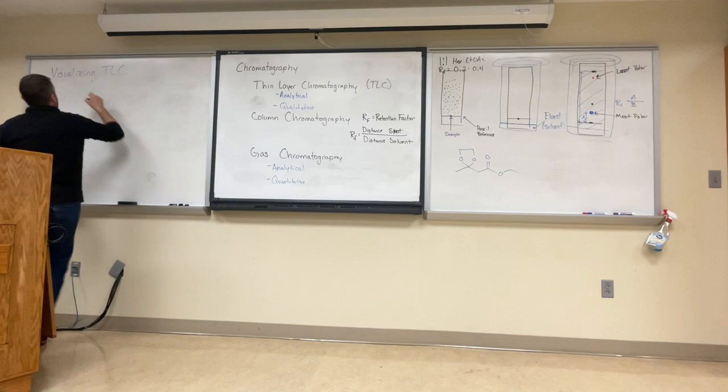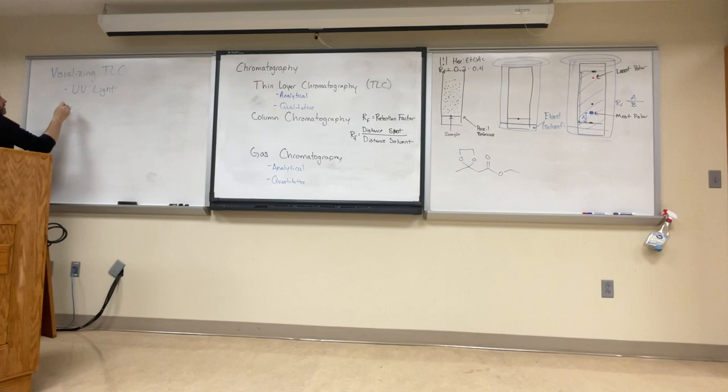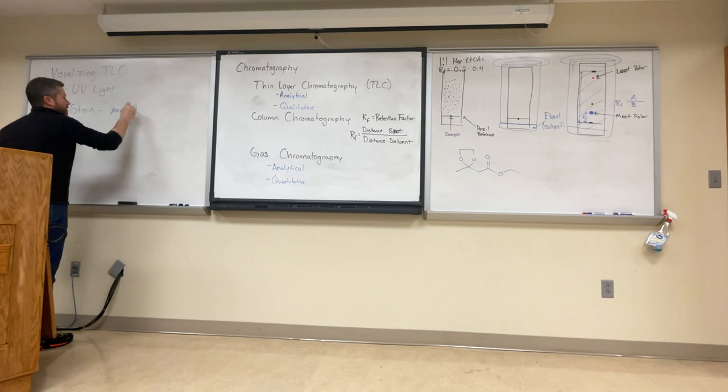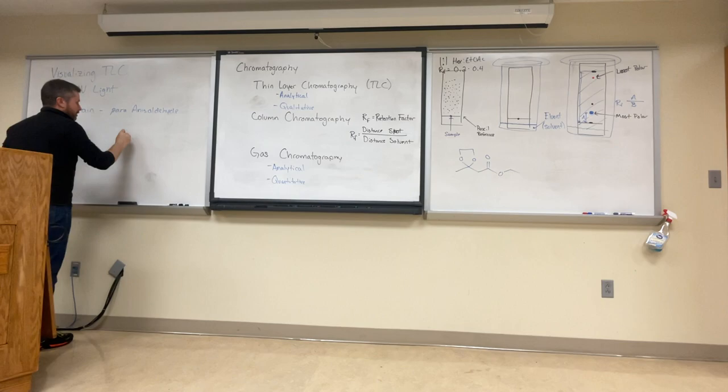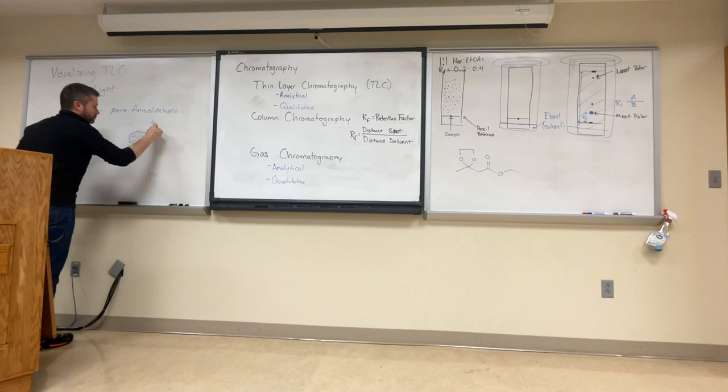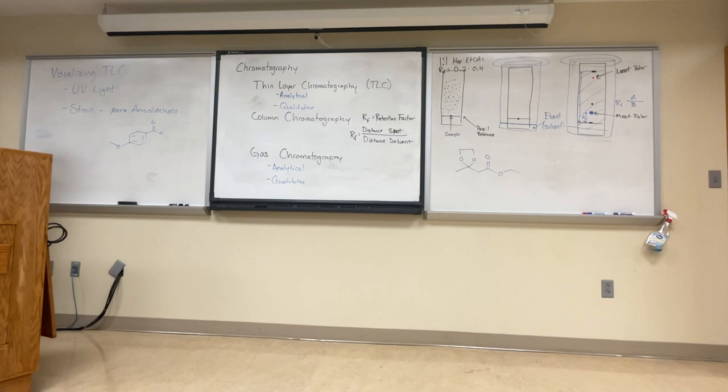The other thing that we can do is something called staining. We're going to use a stain called para-anisaldehyde, which is just a really reactive aldehyde. Para-anisaldehyde is in a solution with sulfuric acid, ethanol, and acetic acid. This combination of chemicals is really good at reacting with things that have alcohol groups, and really good at reacting with things that have carbonyl groups to form molecules that are colored, basically.